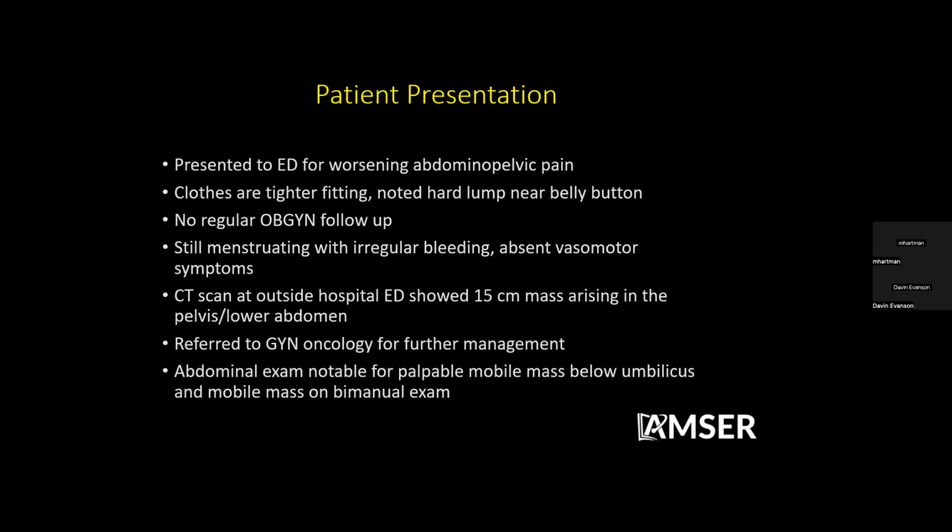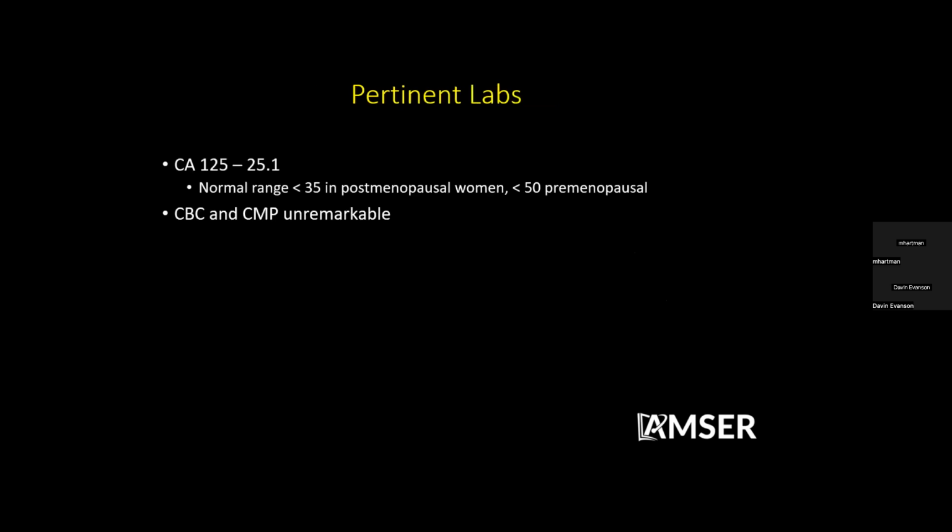They got a CT scan at the outside hospital, and they saw this really large 15-centimeter mass in the pelvis, lower abdomen area. They weren't sure exactly where it was coming from, but thought it could be coming from her uterus or maybe somewhere in the adnexa. So she was referred to GYN oncology for further management.